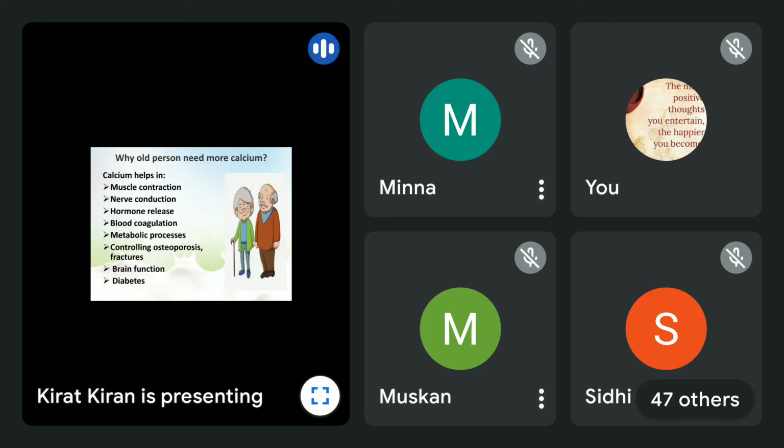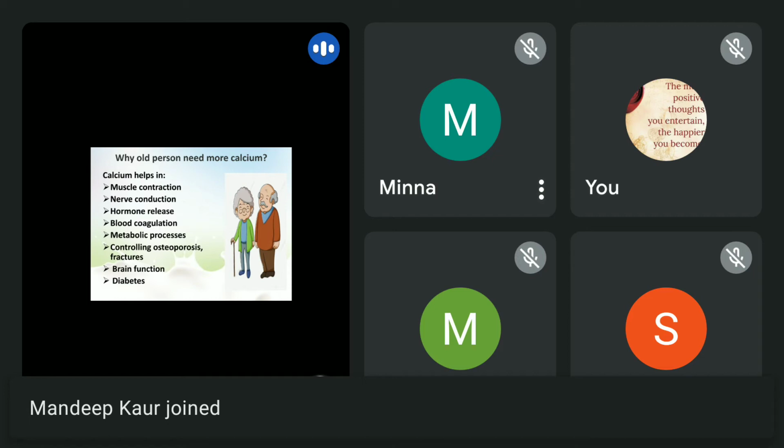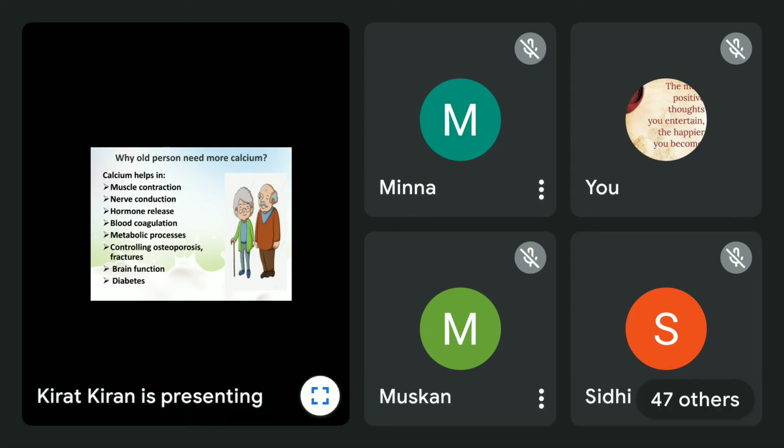Why do old people need more calcium? Calcium helps in muscle contraction, nerve conduction, hormone release, blood coagulation, metabolic processes, controlling osteoporosis, fractures, pain, and diabetes. It is important that aged people get calcium because at this age bones and teeth easily get weak, so the right amount of calcium is very important.